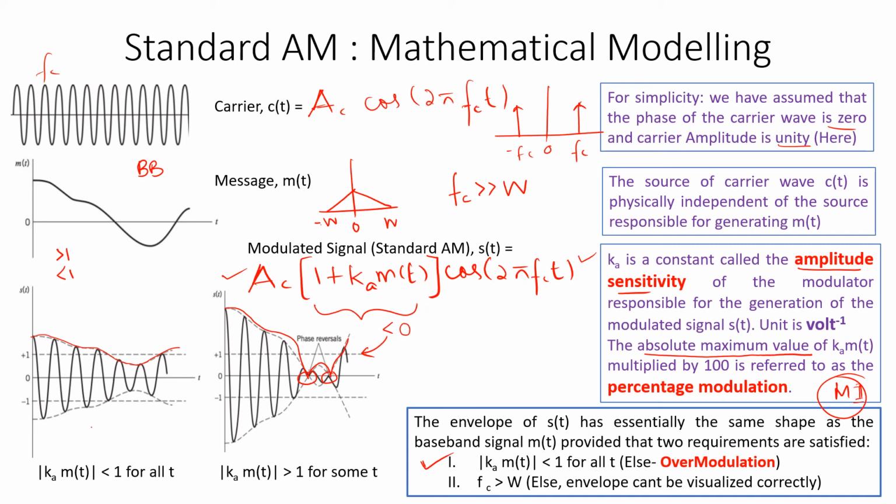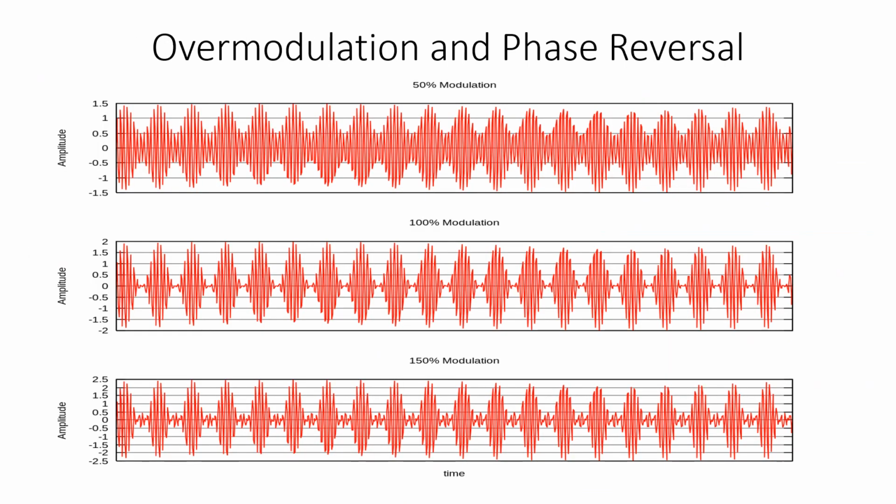And this is normal modulation. This is easy to recover, and this is distorted modulation or over modulation, where the envelope is distorted because of phase reversal of the carrier wave. It happens because |ka m(t)| is greater than 1 for some time, that is, ka m(t) is less than -1. Maybe we'll discuss that in detail. For now, we'll stop the discussion here, and I'll also show a figure with percentage modulation.